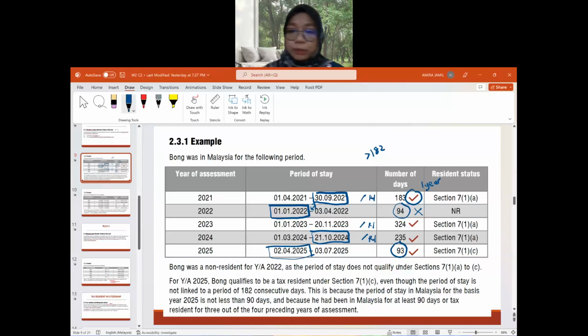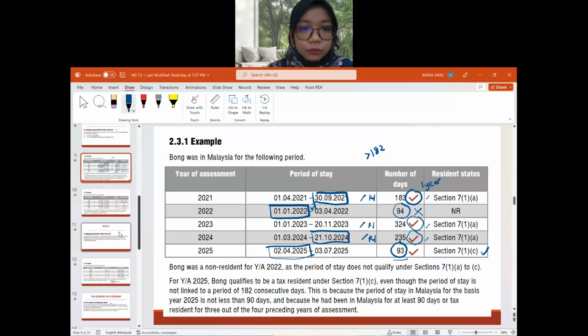But can we apply rule number 3? Obviously we can, because he is in Malaysia for 3 preceding years. This one, 1, 2, and 3 out of 4, 1, 2, 3, 4, because he is a tax resident in Malaysia for 3 preceding years. So in YA 2025, he can be considered as tax resident under rule number 3. Okay, is this clear?